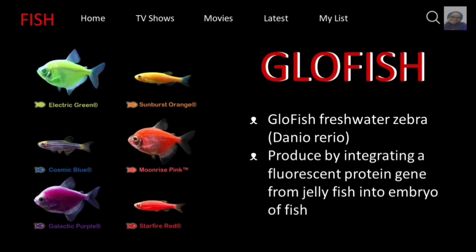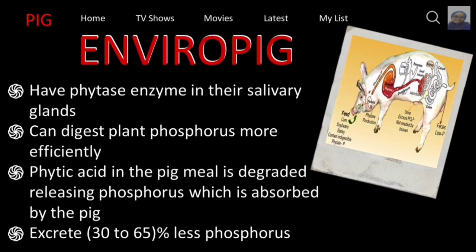It is produced by integrating a fluorescent protein gene from jellyfish into the embryo of a fish. As a result, it produces six colors that are so striking and gorgeous. Next, we have EnviroPig. It has phytase enzyme in the salivary gland, so it can digest plant phosphorus more efficiently. As an outcome, it will excrete less phosphorus, so it will not harm other creatures.